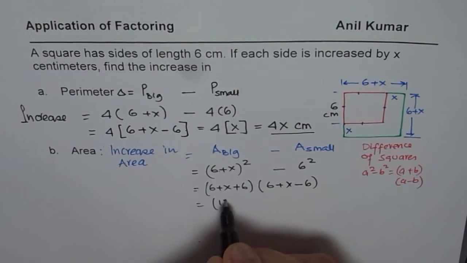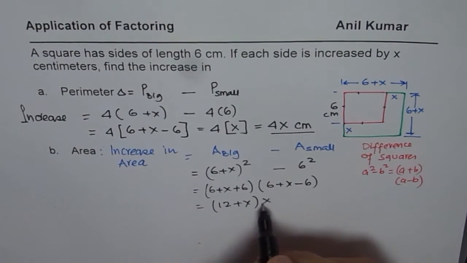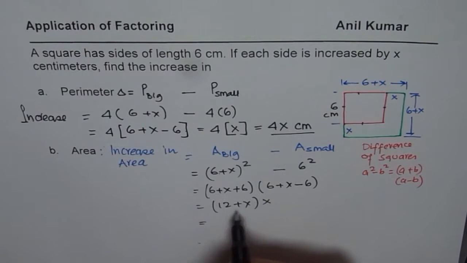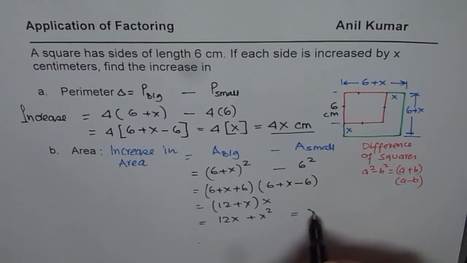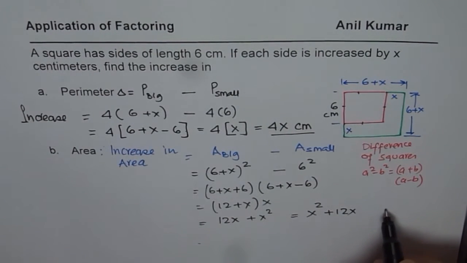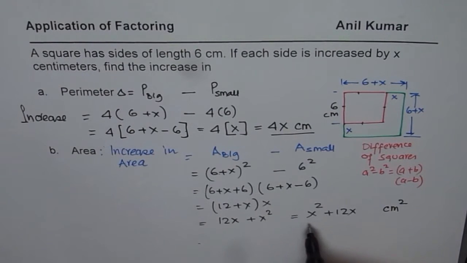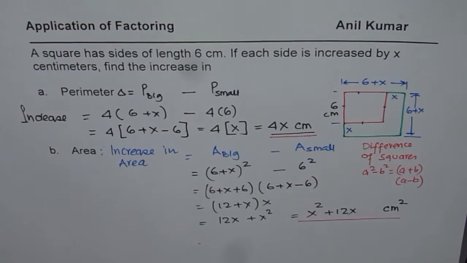So we get 12 plus x times 6 minus 6, which is 0, plus x, so x. That is a very simplified formula. When you multiply, you get 12x plus x squared, which can be written as x squared plus 12x. But the units here will be centimeters squared. So that is the increase in area, and this is the increase in perimeter. It's a must to write units, since we are starting with the given units.